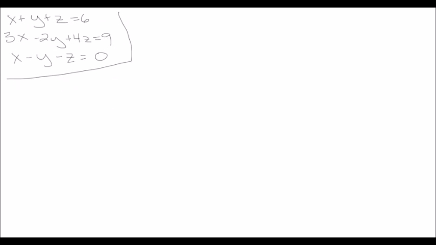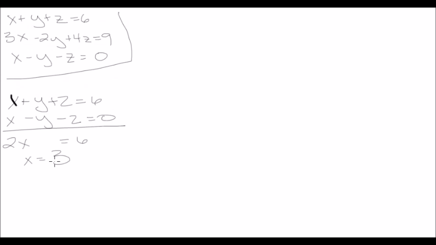Whether you use the substitution or the addition method is very much up to your personal preference, but I will argue to you that there are some situations where it's faster to do one and other situations where it is faster to do another. So for example, I look at the first and the third equations here and I realize that if I add them together, the y's and the z's will cancel out. So if I took x plus y plus z equals 6 and x minus y minus z equals 0, and I add them together, I get that 2x is equal to 6 or x is equal to 3.